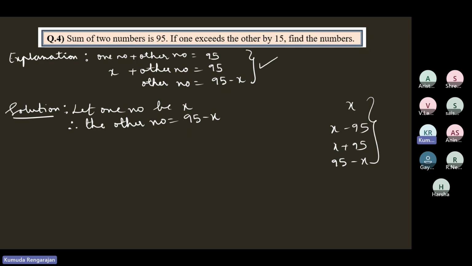So do it like this. The sum of two numbers is 95. That means one number plus other number is equal to 95. So if one number is x, what will be the other number in terms of x? So x plus other number is equal to 95. So then the other number in terms of x will be 95 minus x. So now we understood how to assume. Write that here. So now in the solution, let one number be x. So the other number is 95 minus x.